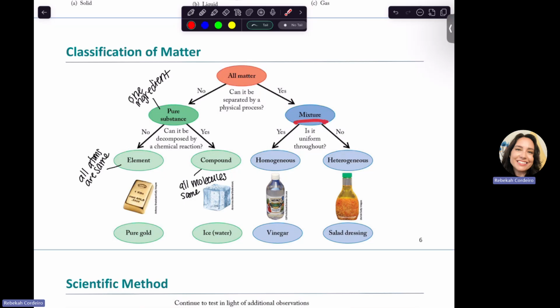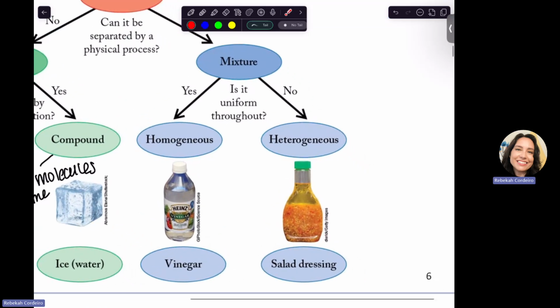That's a mixture. If it's uniform throughout, meaning that the top part of it and the bottom part of it are the same, we call it homogeneous. Think about something like vinegar, black coffee. If you grab a Gatorade at the gas station, that's the same at the top as it is at the bottom. You don't have anything floating around.